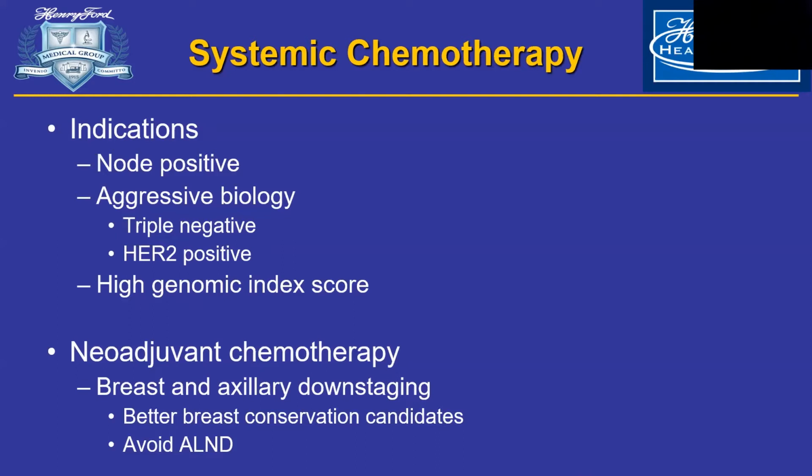If your tumor is node negative and not triple negative or HER2 positive, there is a test we can do on the tumor that gives us a recurrence score and tells us whether or not you're going to benefit from chemo. And then again, as I mentioned earlier, sometimes we do chemotherapy first. That's what we call neoadjuvant chemotherapy.